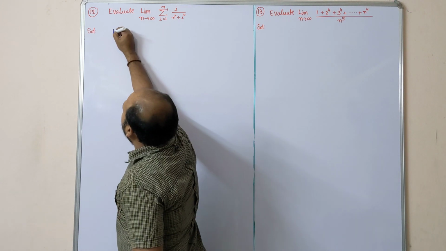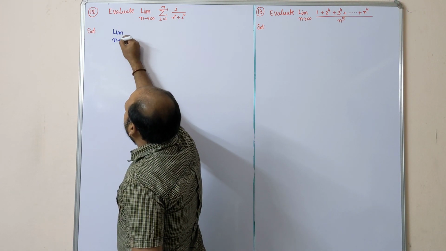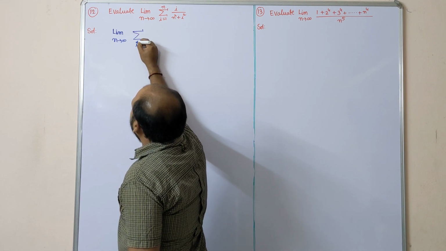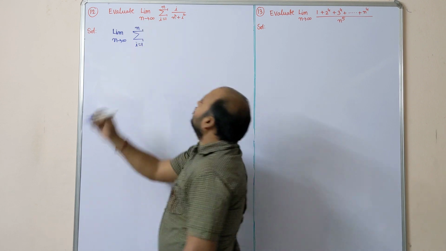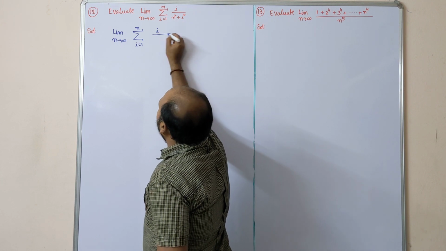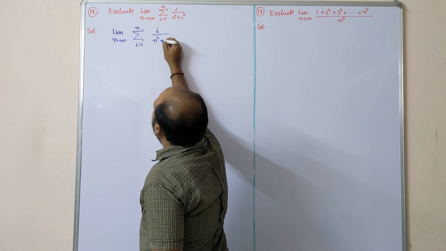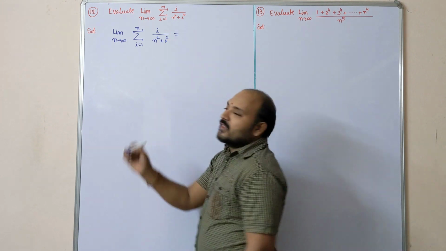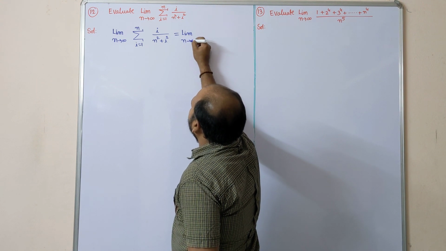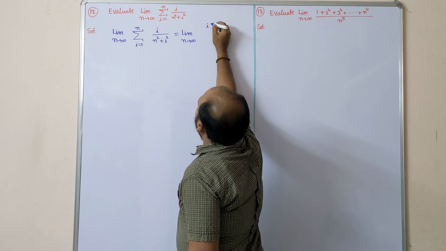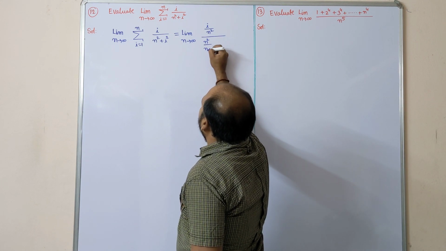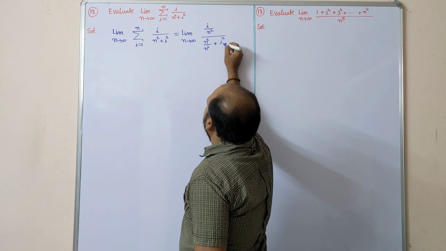See here, first limit n tends to infinity sigma i is equal to 1 to n, i by n square plus i square, first as given, and in a later step you will write it. Here what I am doing is limit n tends to infinity, i by n square divided by n square by n square plus i square by n square.